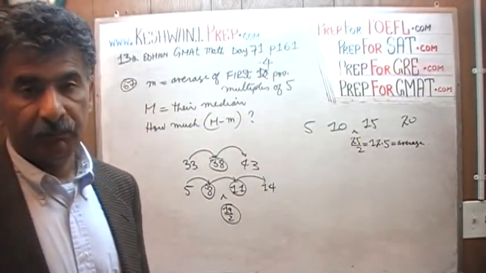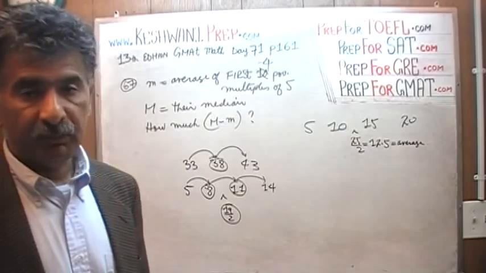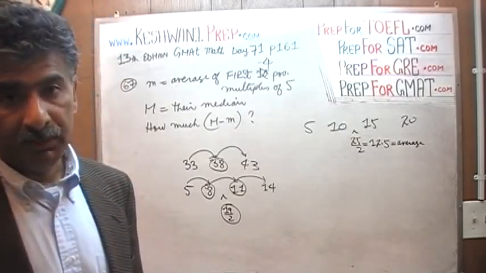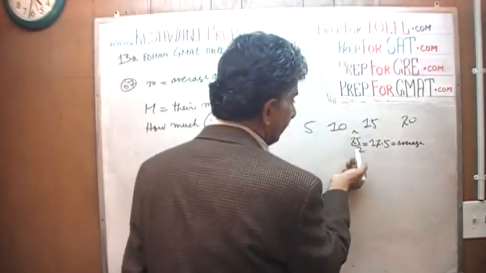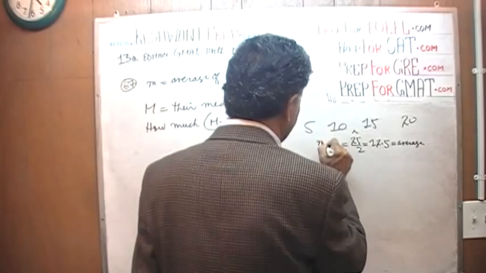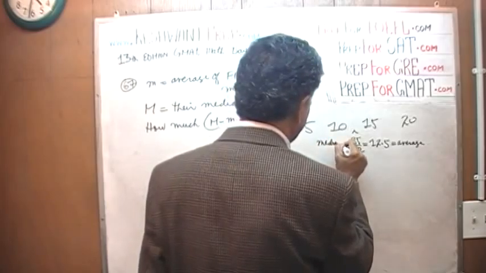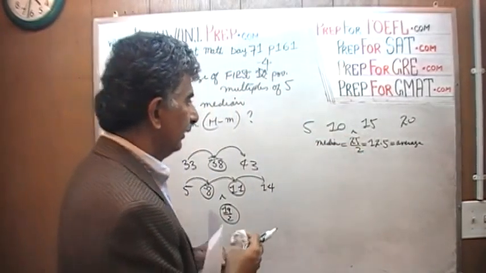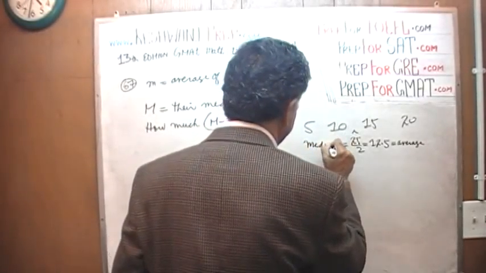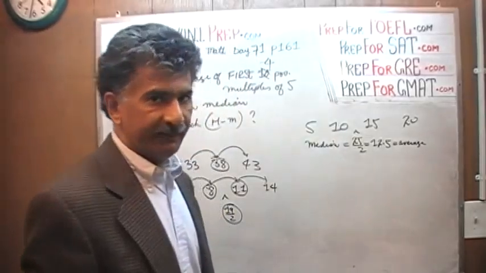Now what do you suppose their median is going to be? The median is something that falls in the middle. Again, since we don't have an odd number of numbers, we have an even number of numbers, in order to figure out the median, we have to take the average of these 2 numbers, which is the exact same thing as this one. So the median is the same as the average.